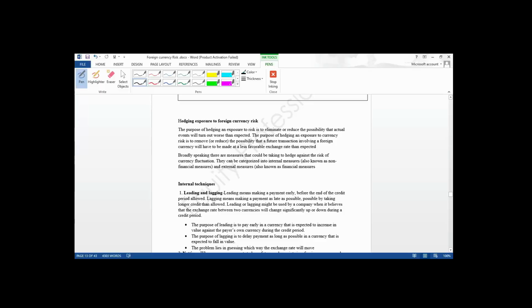Leading or lagging can be used by a company when it is believed that exchange rates will change significantly, either up or down.